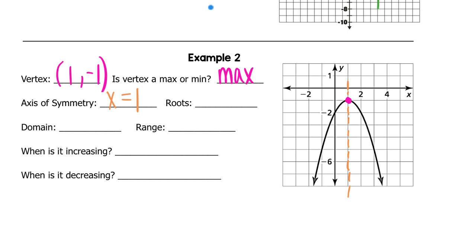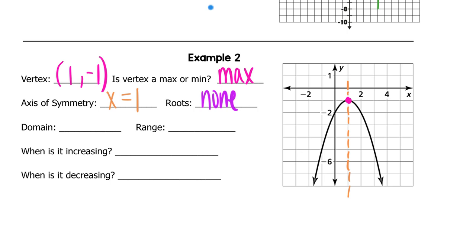Okay, the roots. So the roots are where this graph crosses the x-axis. But if you look at that x-axis, it actually never does. So this one has no roots. We're going to say none. That will happen sometimes. So most of the time it's going to cross in two spots, but in this case, it doesn't cross at all. That's because this graph is going upside down.